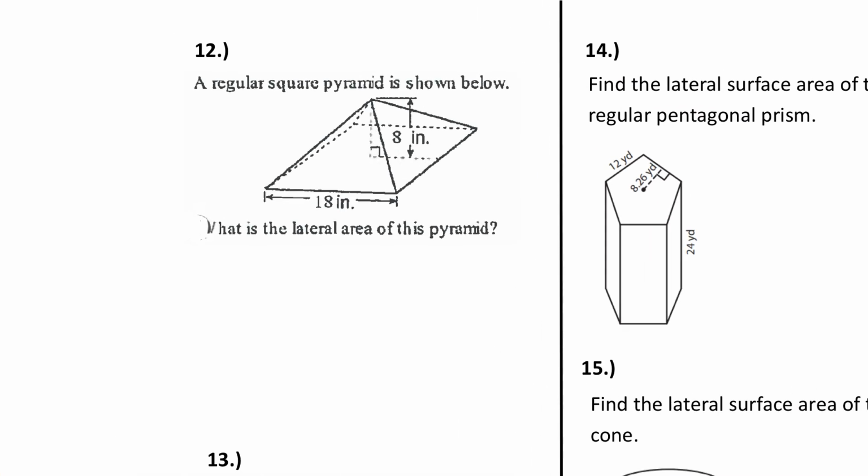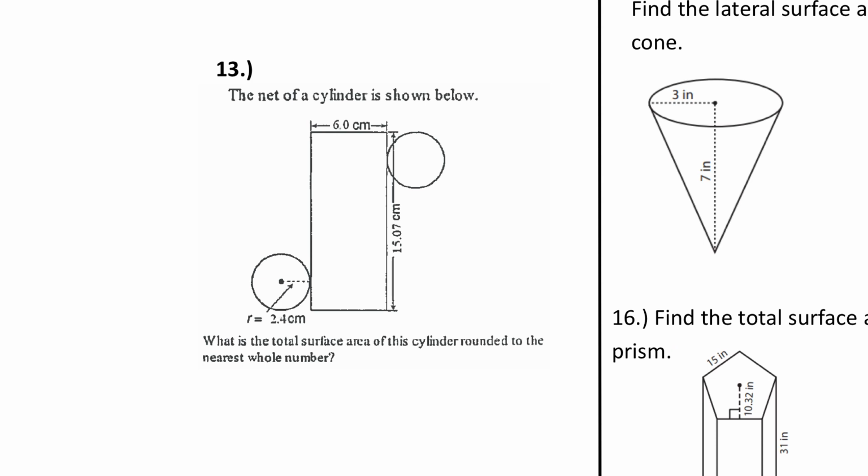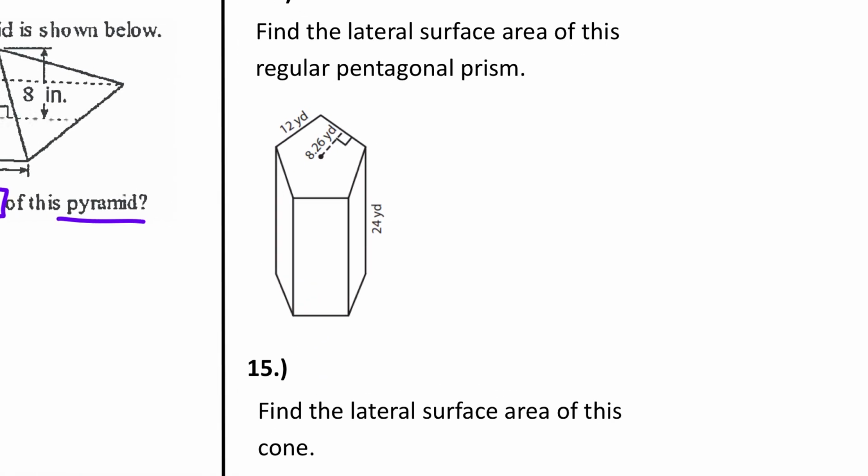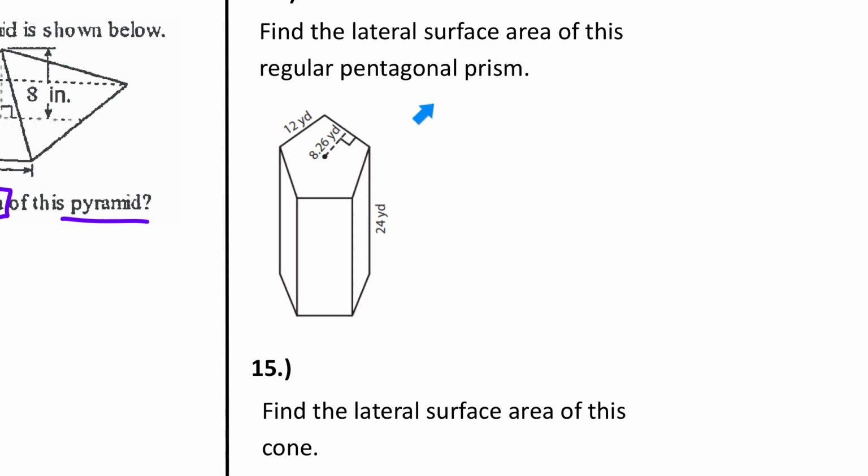Okay, on the back real quick. So you're looking for the lateral area of this pyramid. You're going to have to find the slant height on this one. Okay. On number 13, this is a net for what kind of shape? A cylinder. So a cylinder is made up of 2 circles and a rectangle. So you're going to have to find the area of the 2 circles and the rectangle and just add those up. All right. Number 14, you're looking for the lateral surface area of this pentagonal prism.